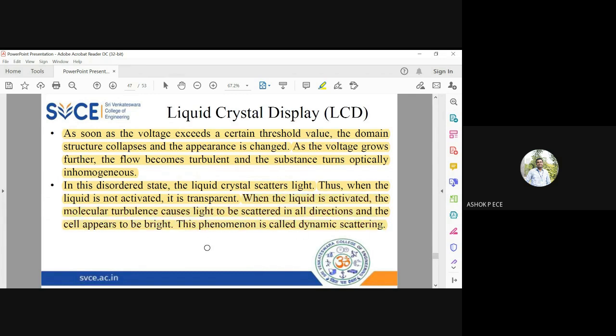Dynamic scattering means I am going to apply a voltage or a field across the crystal and I make sure that it scatters light. Because when you apply a field to the crystal, all the liquid molecules will be oriented along the direction of the structure, which will not allow the light to pass through the structure. It will become opaque, so it will start scattering light. So this phenomenon is called dynamic scattering.